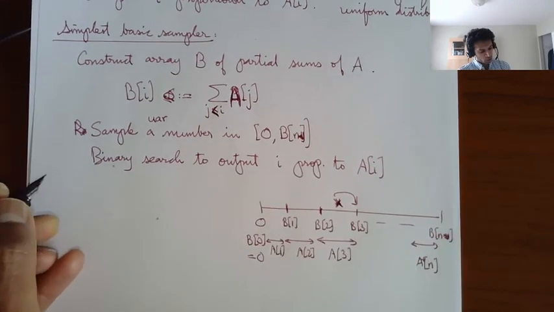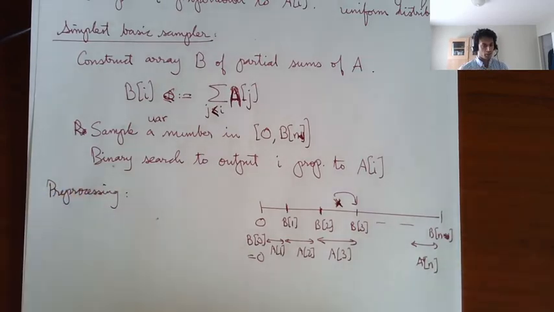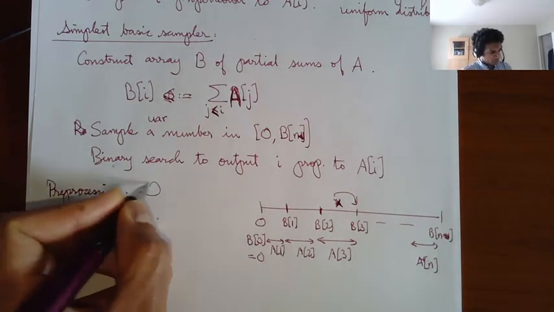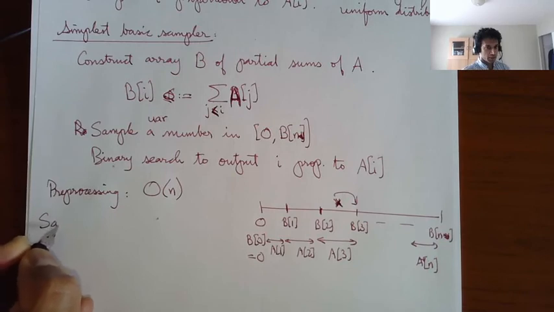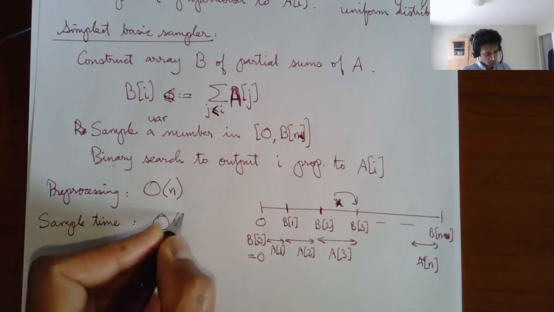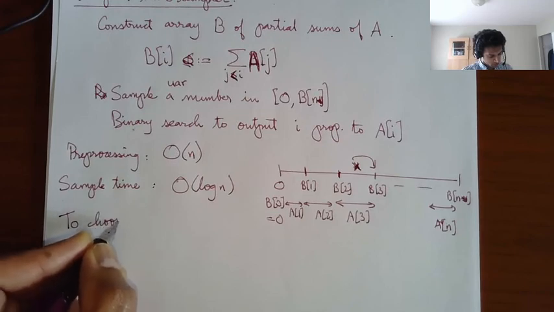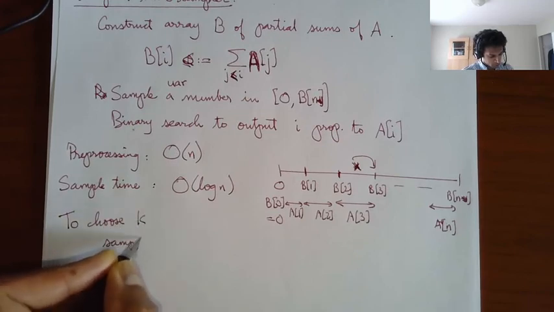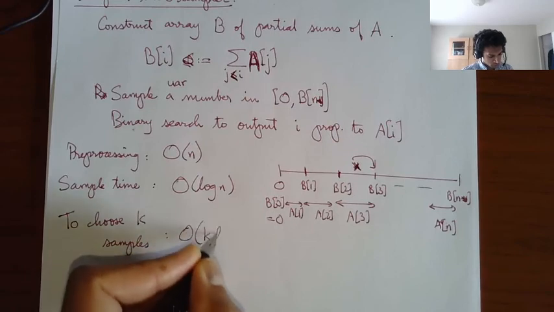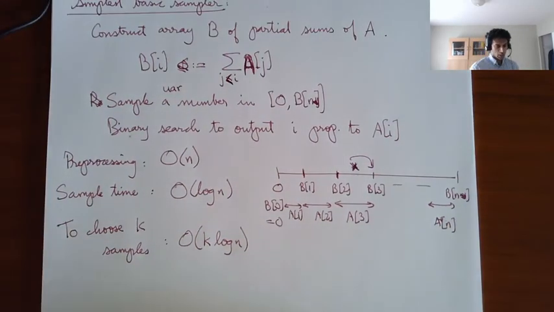So what is the preprocessing time? How much time does it take to preprocess, given the array? Length of the array. O of n, right? n is the length of the array. What is the sample time? Log n. So to choose k samples, it's O of k log n. Right? So this is the basic sampler, which is actually not that bad.